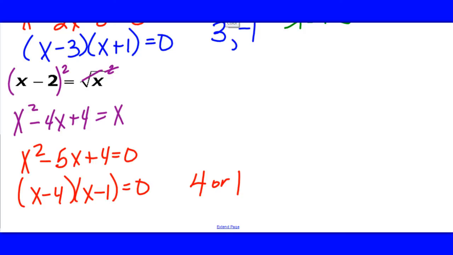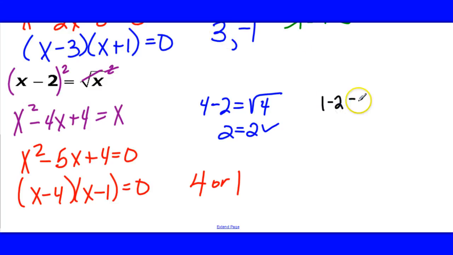Again, let's check it really quickly. Ready? Let's put a 4 in here. 4 minus 2 is equal to the square root of 4. 2 is equal to 2. Check. Okay, let's put a 1 in there. 1 minus 2 is equal to the square root of 1. Negative 1 is equal to 1. Does not work. Extraneous solution. Okay, and that's it.